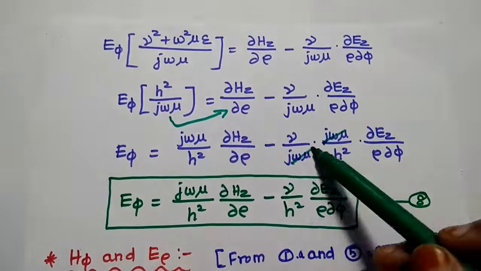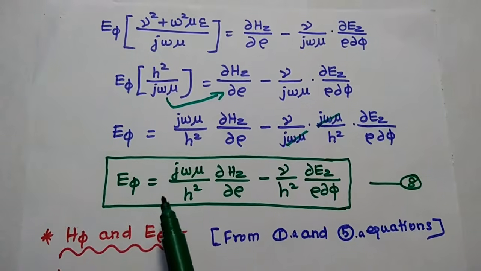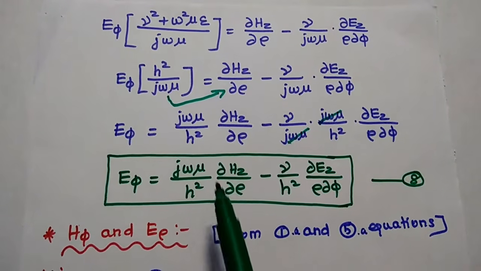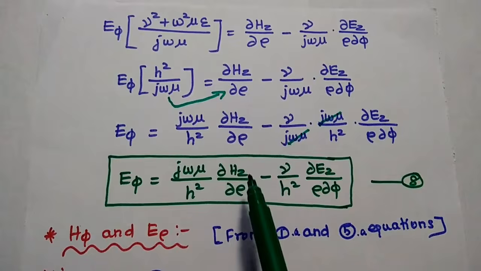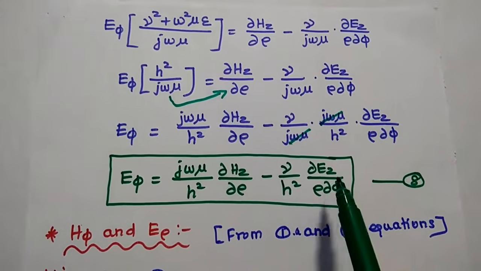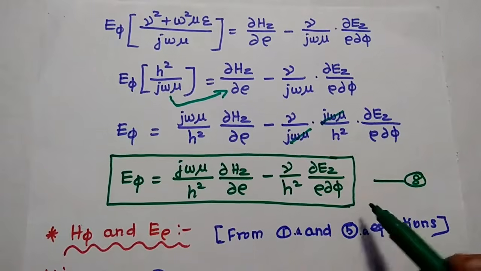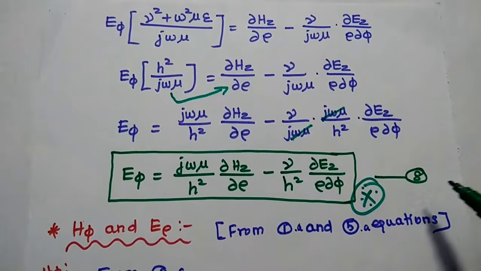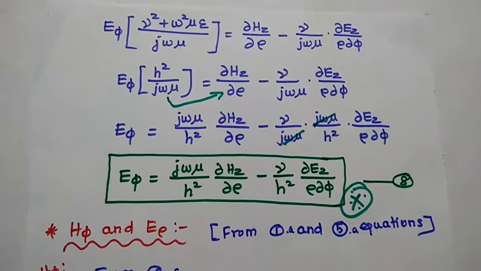So here these two values are divided. Then we get the E phi component is equal to j omega mu by h squared dou Hz by dou rho minus gamma by h squared dou Ez by rho dou phi. So this is the E phi component. Consider this as the 8th equation. Do you all understand this one?